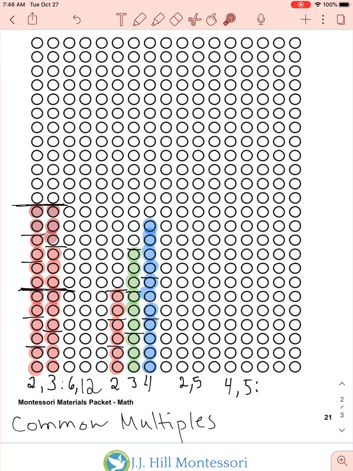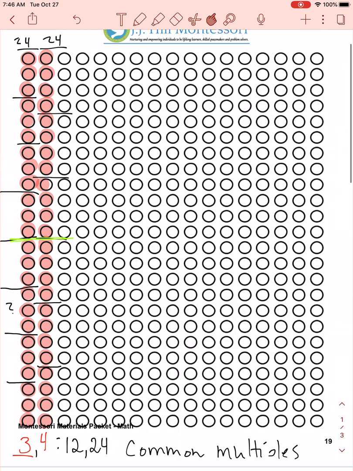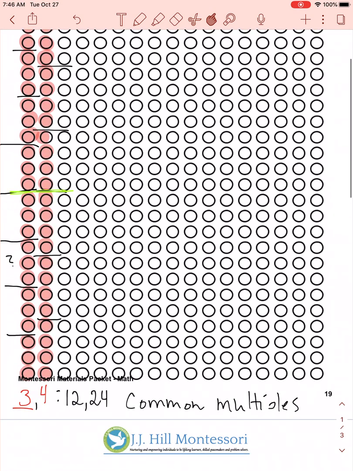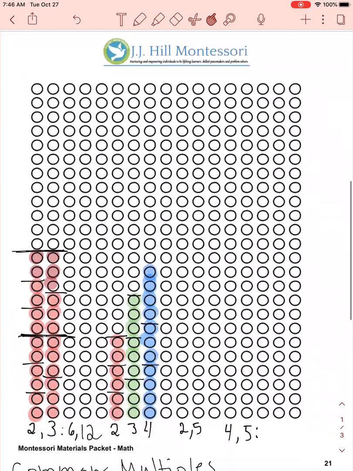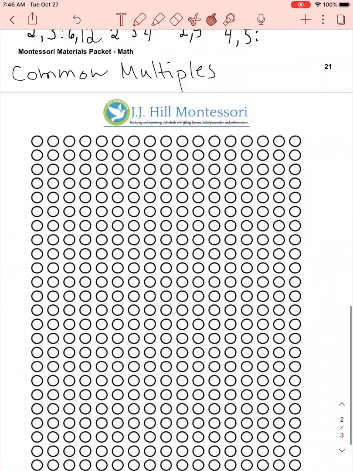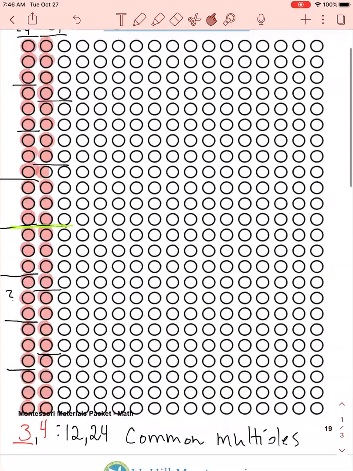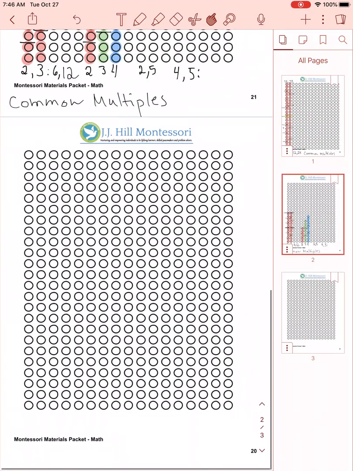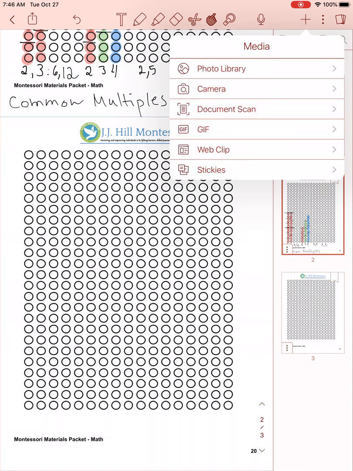Over here I started the common multiples of 2, 3, and 4. That was kind of a cool one. And up here I had done a lot of the multiples of 3 and 4, all the way up to 24. So you'll notice every number has more than a few common multiples. Well, today we're going to focus on a new idea. This idea is what we call the lowest common multiple. I'm going to add a page here.